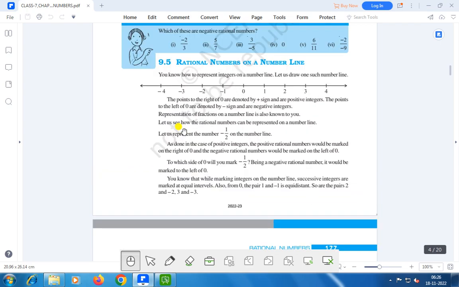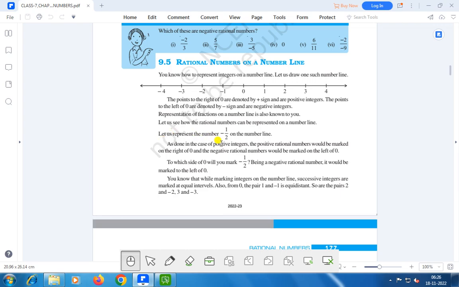Rational numbers on a line. How to represent rational numbers on a line? You know how to represent integers on a line. Here let us draw one such line. The points to the right of 0 are denoted by a plus sign and are positive integers. The points to the left of 0 are denoted by a minus sign and are negative integers. Representation of fractions on a number line is also known to you. Let us see how rational numbers can be represented on a number line.